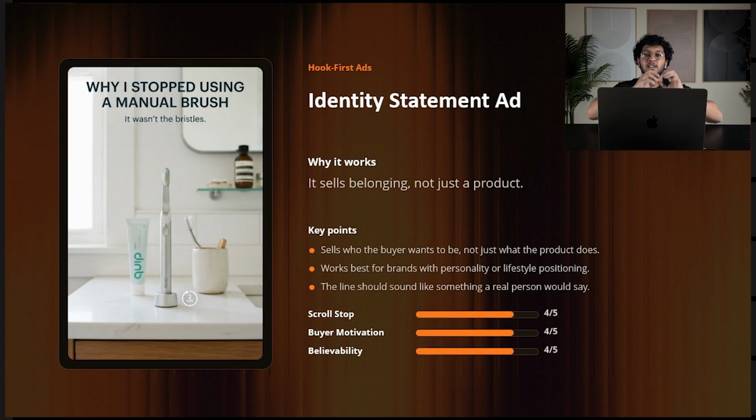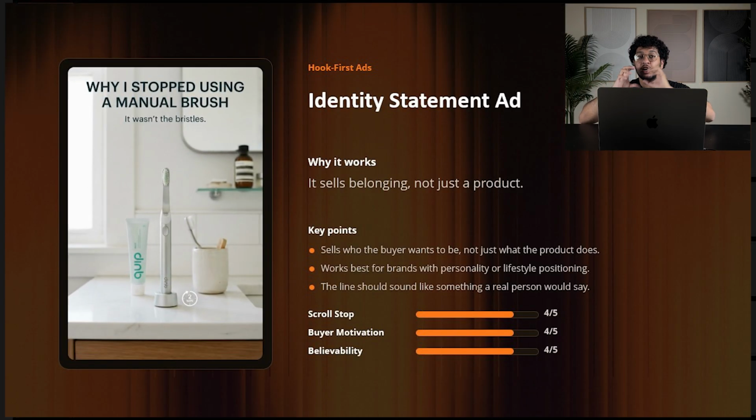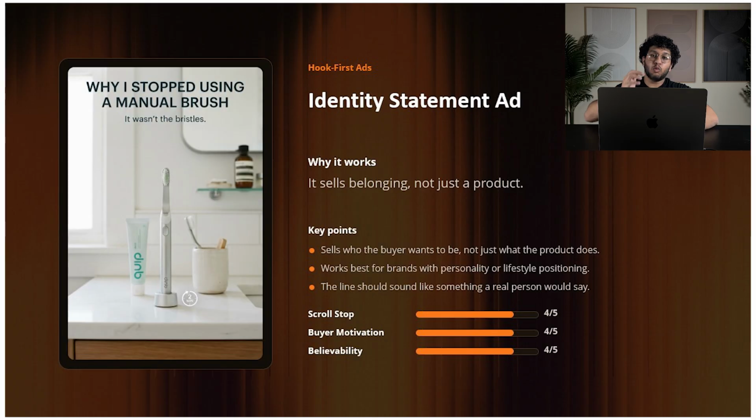Next is the identity statement ad. This one is B tier. Identity statement ads sell who the buyer wants to be. They work well when the product is part of a lifestyle or personality. Something like water for people who hate boring water is not really selling hydration. It's selling attitude. And that can be very powerful.